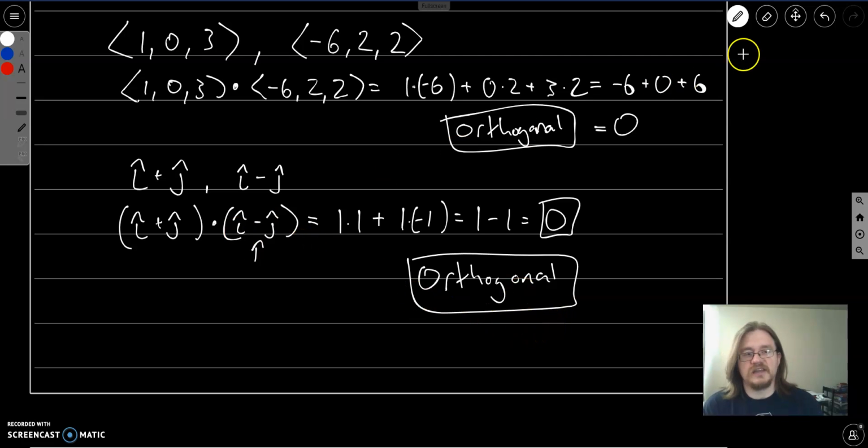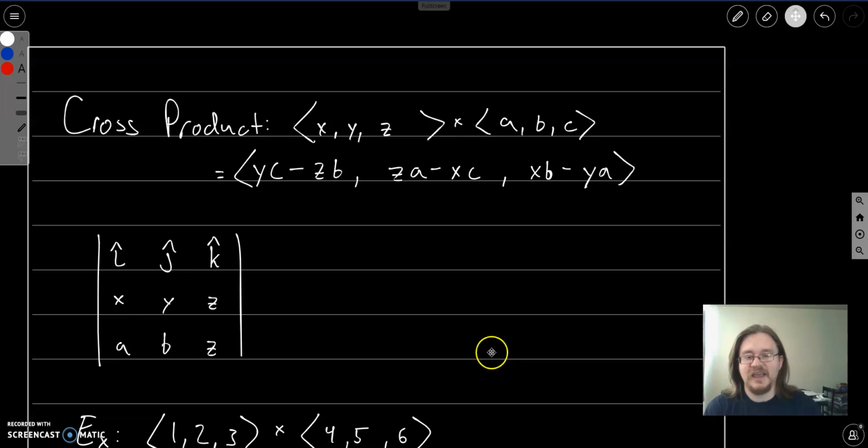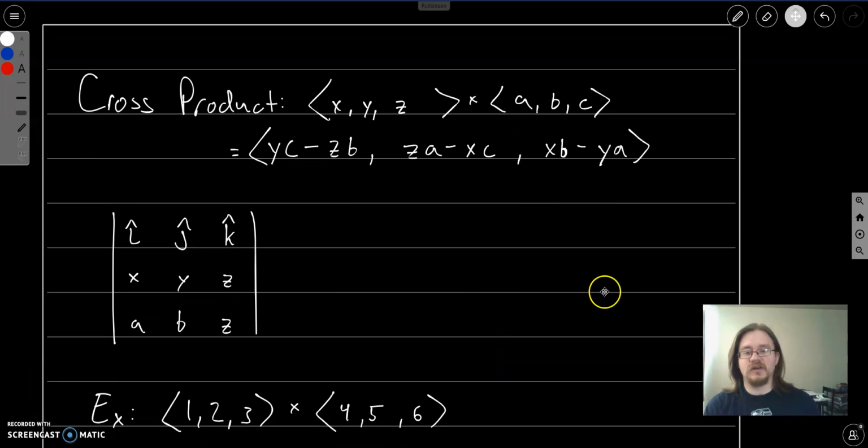So it's pretty easy to check if things are at right angles to one another just by taking a dot product. The very last thing that we'll do is we will do some cross products. And the first thing I want to mention is that the cross product of two vectors, again, we write this with a little cross in the middle, a little x, and the cross product of two vectors is another vector.